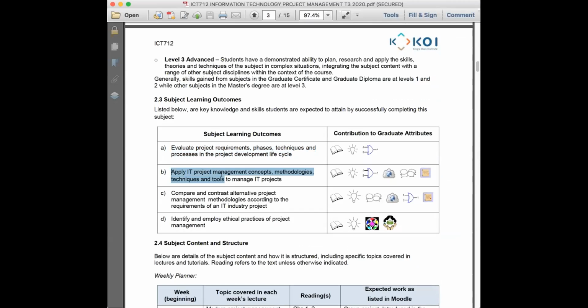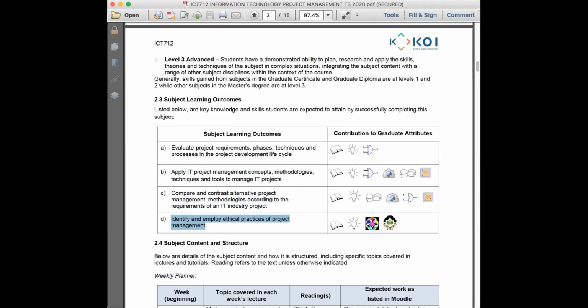Something like applying the IT project management concept methodology, such as calculation exercises we might give you. Something like comparing and contrasting alternative project management methodologies, again relating to agile and the PMBOK. And something like identifying and employing ethical practices of project management. Again, something basically to bear in mind about ethics.